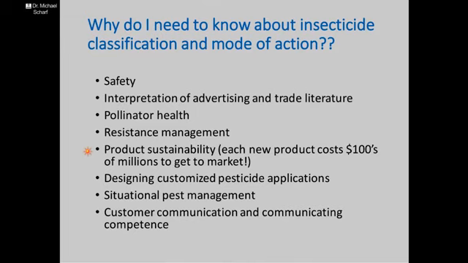And so if we can know how the products work and use them more wisely, we can make them more sustainable in the market. The next two, designing customized pesticide applications and situational pest management, those things can give you a competitive business advantage. For example, being able to design a customized pesticide application for a specific environment can maybe create a new niche for you in your business.